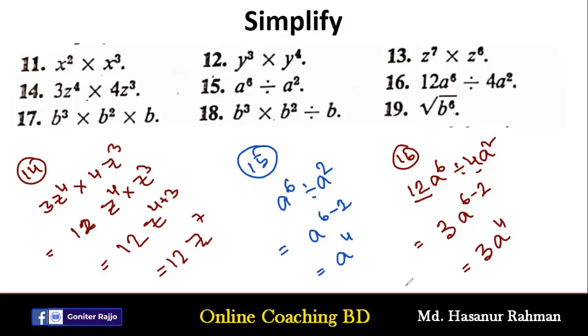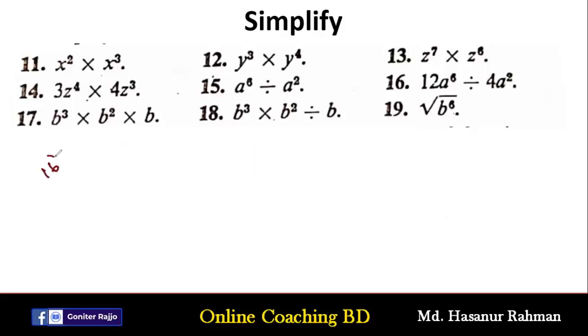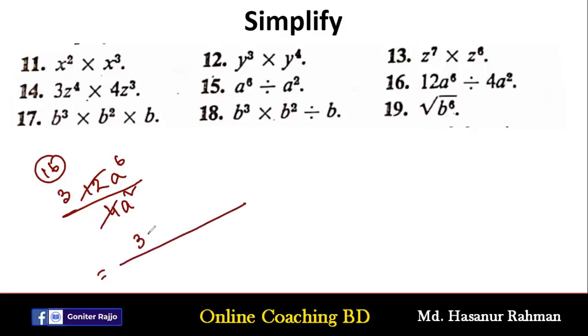Okay, very simple. And we can solve number 16 in another way. That is 12a to the power 6 divided by 4a square. We can divide 12 by 4, that will be 3. So look at this, 3 and a to the power 6 means a will be multiplied 6 times. 6 times we have to multiply it. And a square means a will be multiplied 2 times.